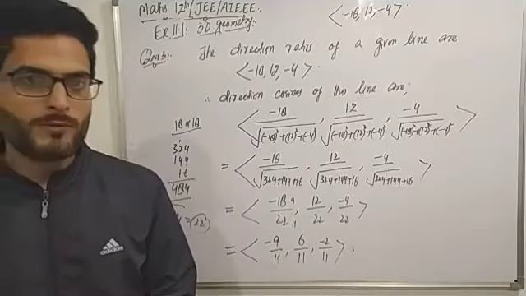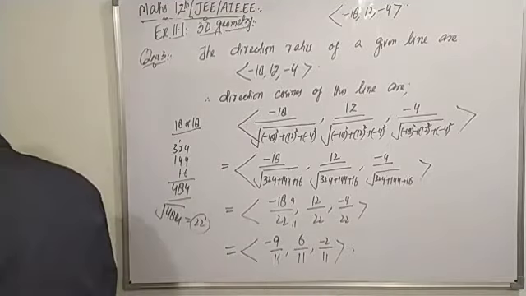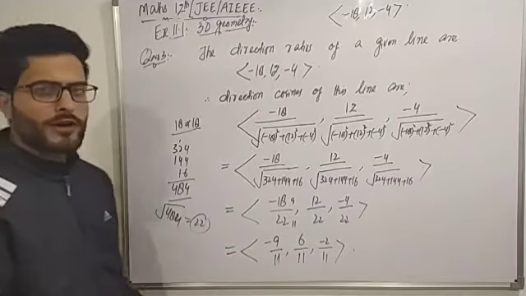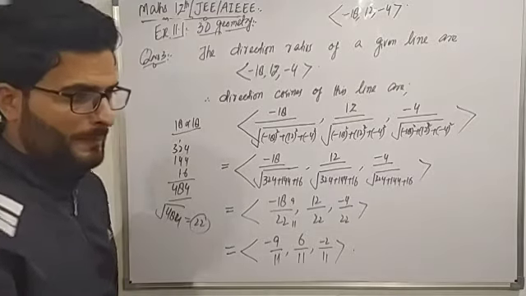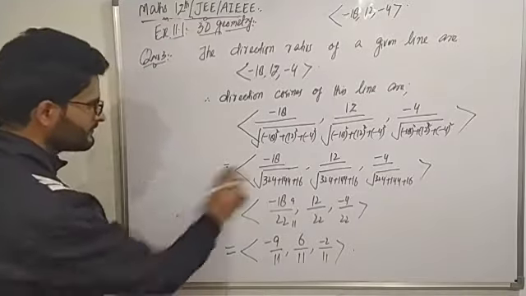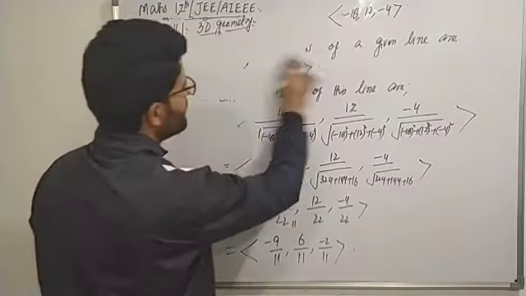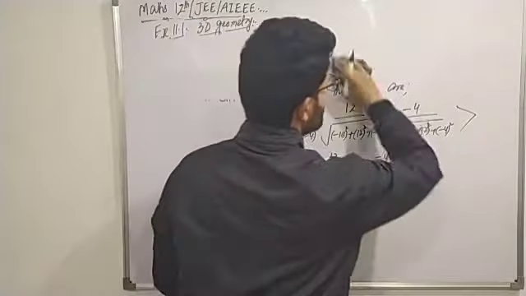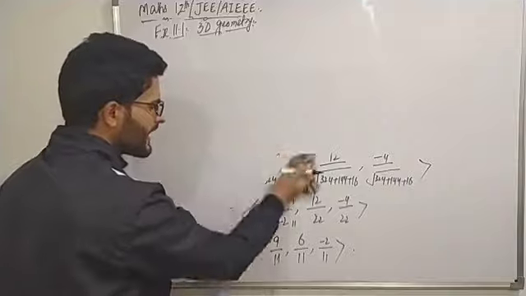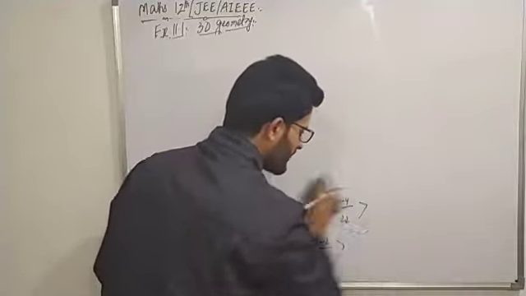Now we are on question number 4 of this exercise, and in that question number 4 we have to prove that 3 points are collinear, and the given 3 points are, so in question number 4 we have 3 given points, and we need to prove that all the 3 points are collinear, means they are lying on the same straight line.